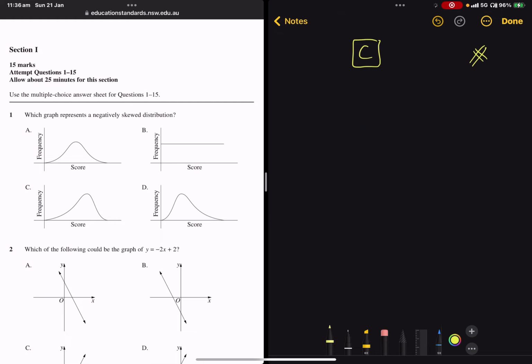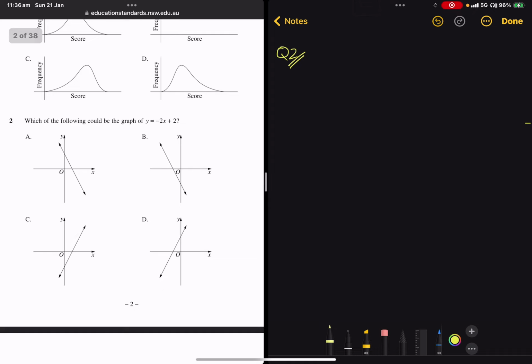Right, so now we'll have a look at question 2. So we have, which of the following could be the graph of y equals minus 2x plus 2? So y equals minus 2x plus 2 has a slope of minus 2. That means it's going down to the right and it's fairly steep. And it has a y-intercept of plus 2. So this is where we're getting the minus 2, this is where we're getting the plus 2. That means it cuts the y-axis at the value y equals 2.